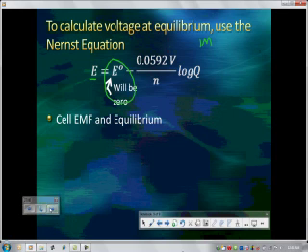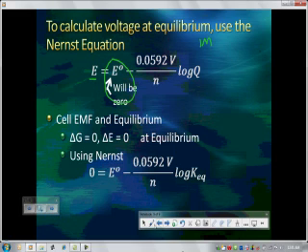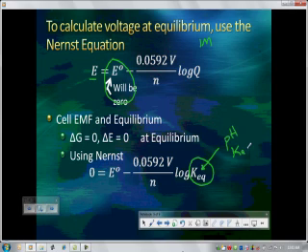Cell EMF and equilibrium then are related when we know that E is 0 at equilibrium, and we apply the Nernst equation. Instead of using the reaction quotient, we're going to use K, the equilibrium constant. And this could come from a lot of different places, like pH. Remember, the Ka is equal to the pH of the half reaction.